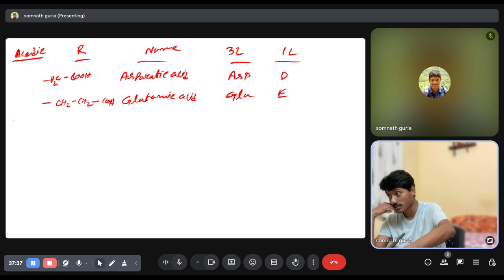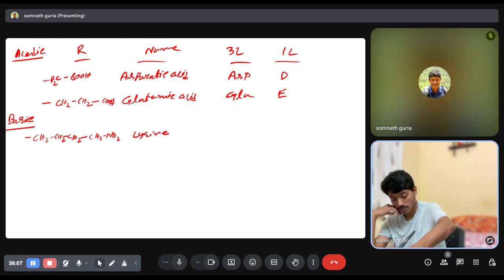Now some basic functionality will also be there. Basic amino acids, what are those? One is that we have a long chain CH2, CH2, CH2, CH2, and then NH2. That is called lysine. Three-letter code is LYS, one letter code is K.